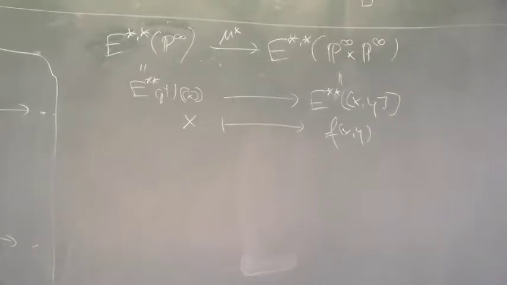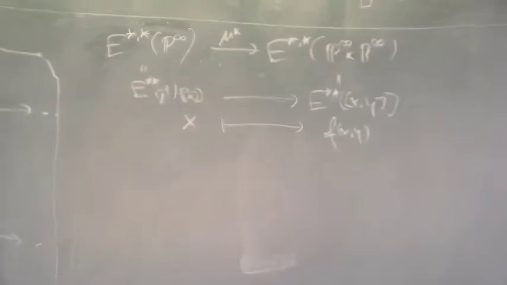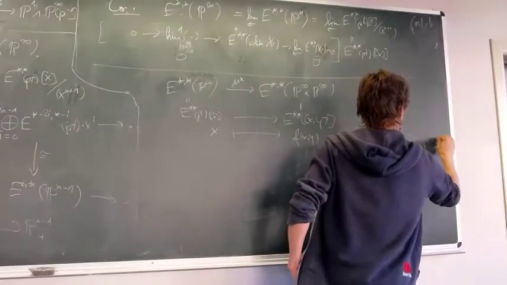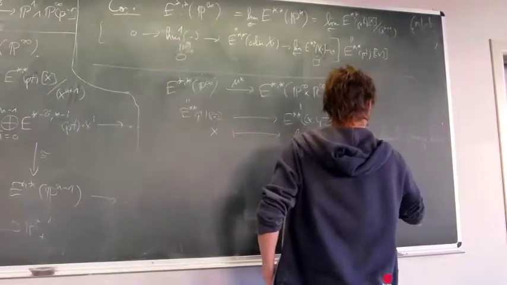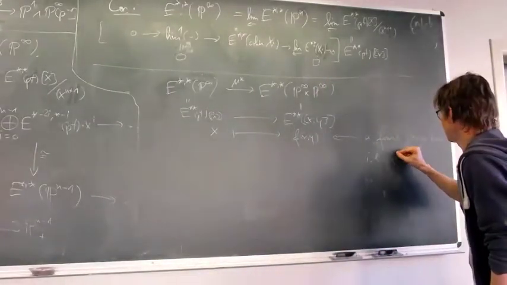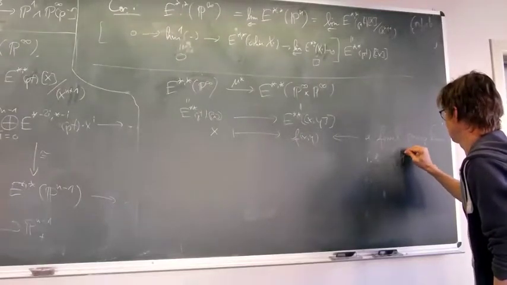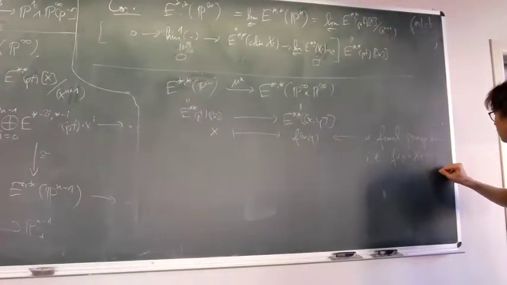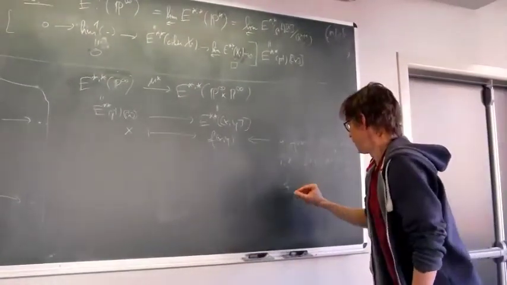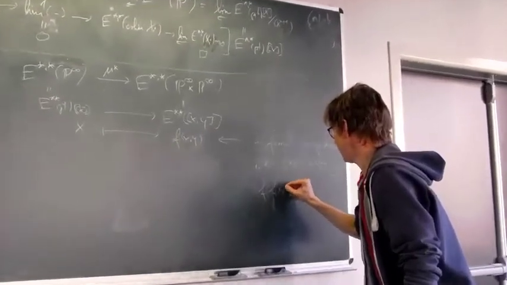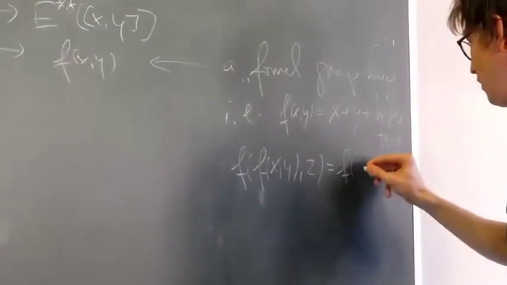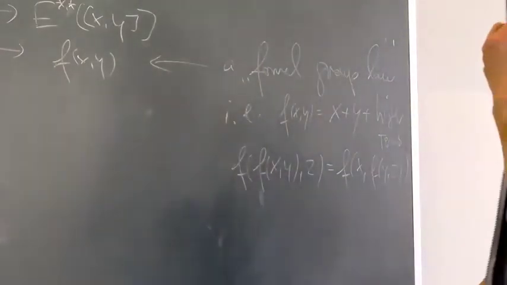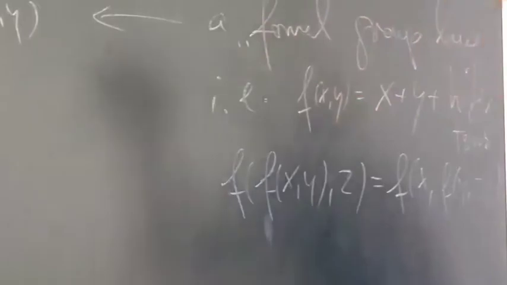I see people nodding, excellent. So what is that? That means it's a power series which starts with no constant terms, then an x and a y, and then higher terms. And we have F(F(x,y),z) equals F(x,F(y,z)). It's also an associativity thing, and what you should think about is that this is what the jet space of a Lie group at the neutral element looks like.